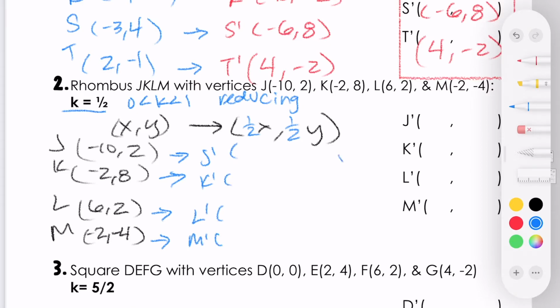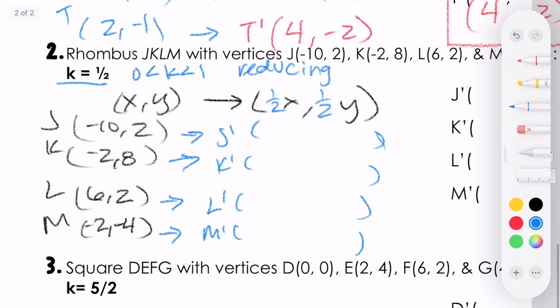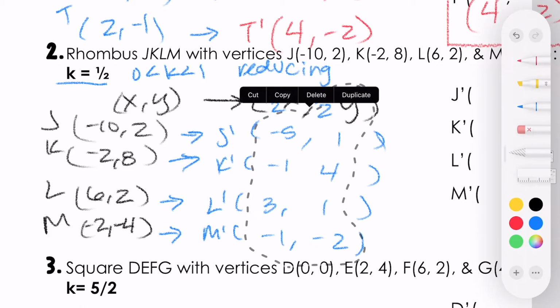And I just like to go down the row, or down the column, whichever way you want to do it, because the dilation is the same on both your x and your y coordinate to be a true dilation, or else you end up skewing your picture. So half of negative 10 would be negative 5, half of 2 is 1, half of negative 2 is negative 1, and then half of 8 is 4, and then you can finish the rest. Make sure you are careful about your signs, because that is typically where most people mess up. And these right here would be our final answer.